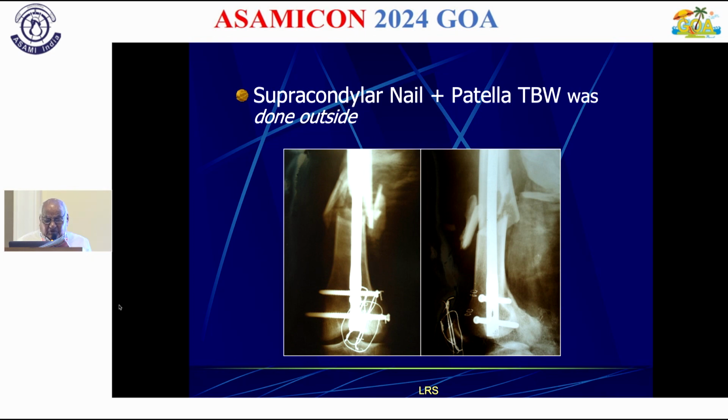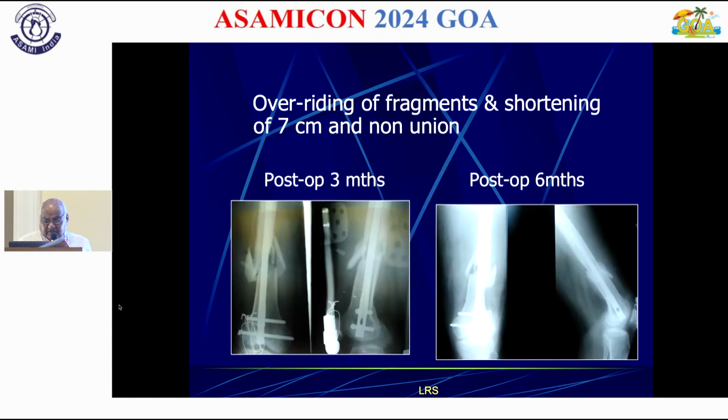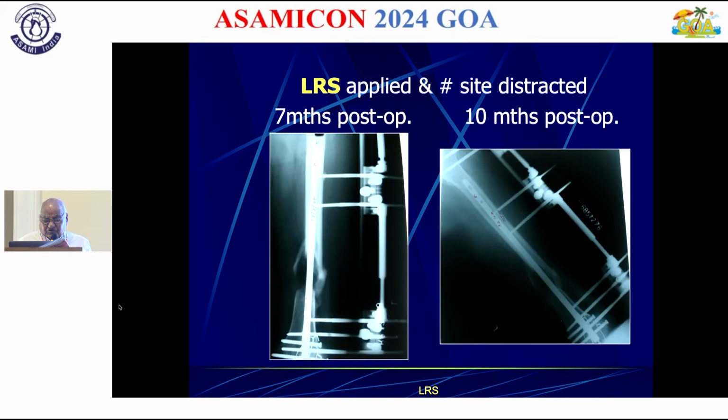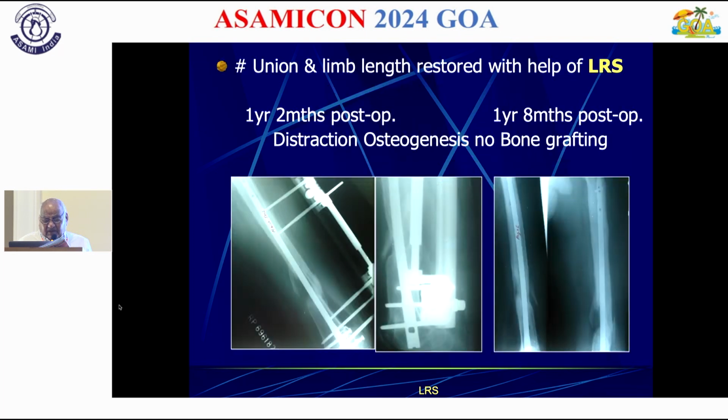So we put an LRS on him and distracted the distal fragment. There was overriding of the fragments, shortening of 7 centimeters and non-union. So we distracted that, which took about 5 months, with LRS applied and the fracture site distracted. Gradually, after distraction, the fracture united in due course of time. Union and limb length restored with the help of LRS.